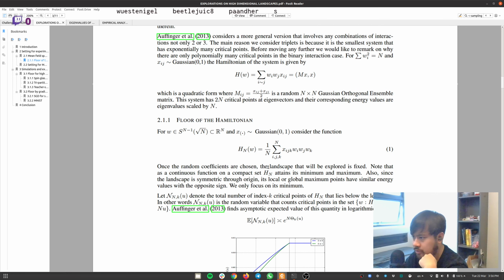Once the random coefficients are chosen, the landscape will be fixed. Also note that there's a continuous function complex.